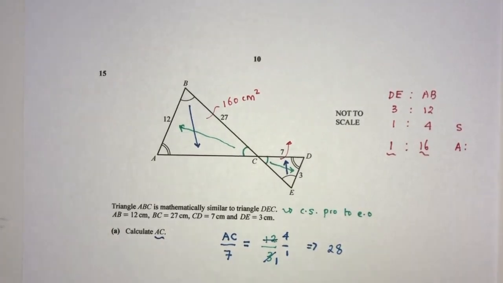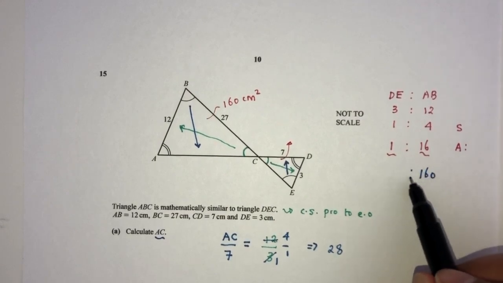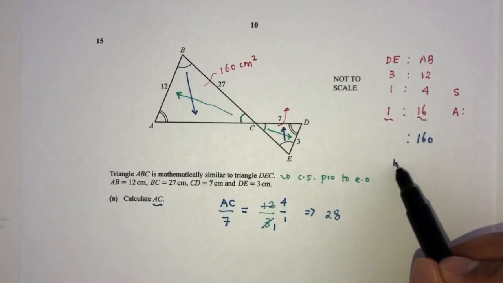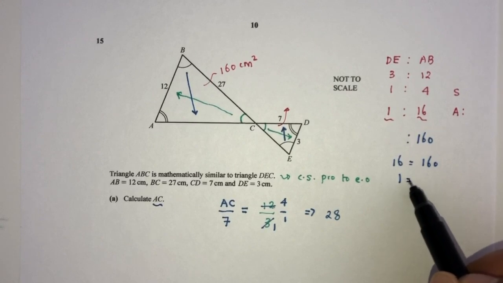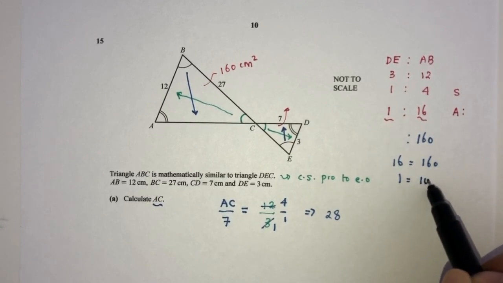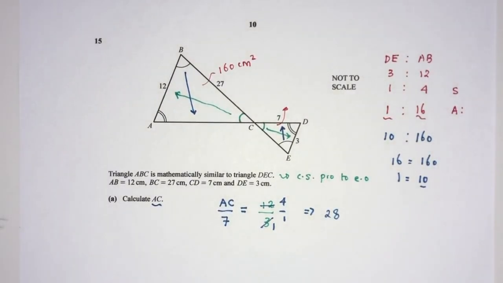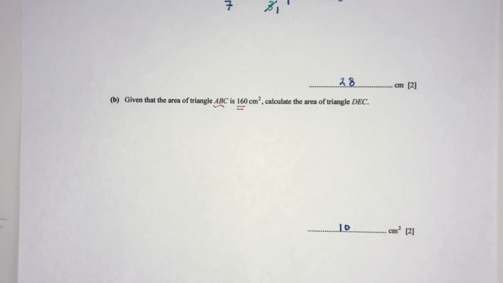Now given to you that the area of the big one is 160, what is the area of this one? So using ratio as well, if 16 represents 160, 1 will be, how can you make 16 become 1? Divide by 16 on both sides, you will have 10. So 1 represents 10. So as per the ratios, as we can see, the area of the triangle will be 10 centimeters square. That is question 15.